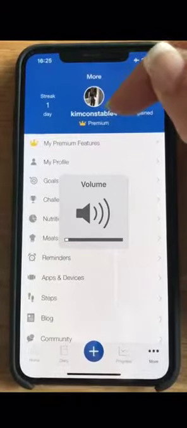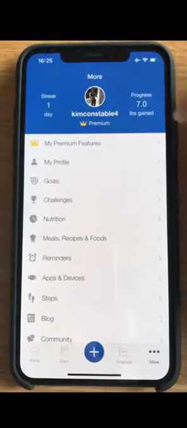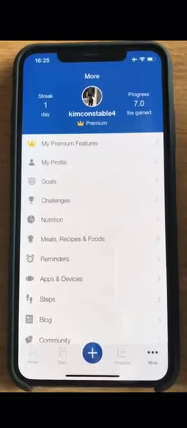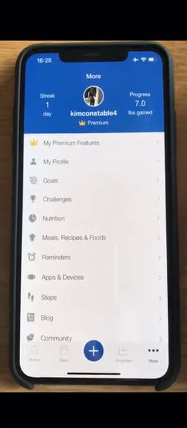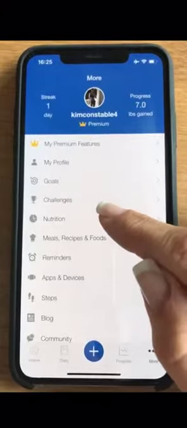Now I have a premium account. You can get a 30-day free trial of a premium account, which is all you should need in order to complete the 4-week shred. So I would highly recommend that you sign up for a premium account just for the 30 days of this shred. So once you're in here, the only thing you're going to need is nutrition.